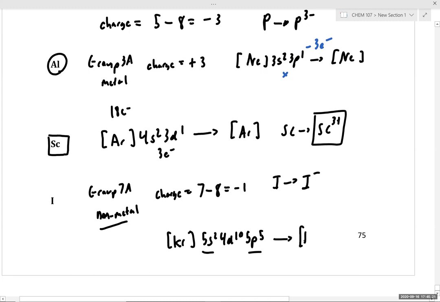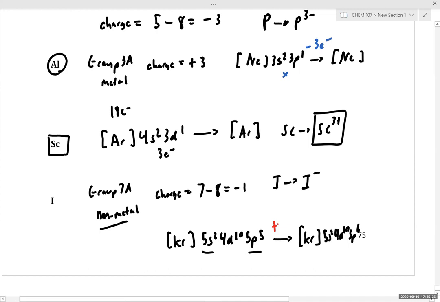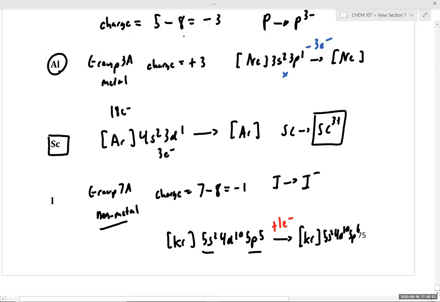And in order to go to the closest noble gas, which would be krypton 5s2 4d10 5p6, how many electrons would we need to gain? 1. Yep, exactly right. And that's why we adopt a charge of -1, because we gained 1 electron during ionization. Does that make sense? Yes, thank you. Perfect.